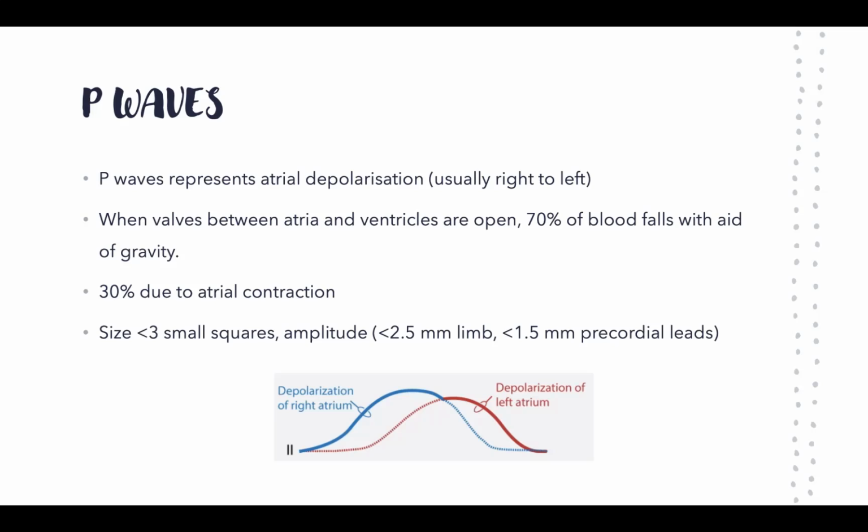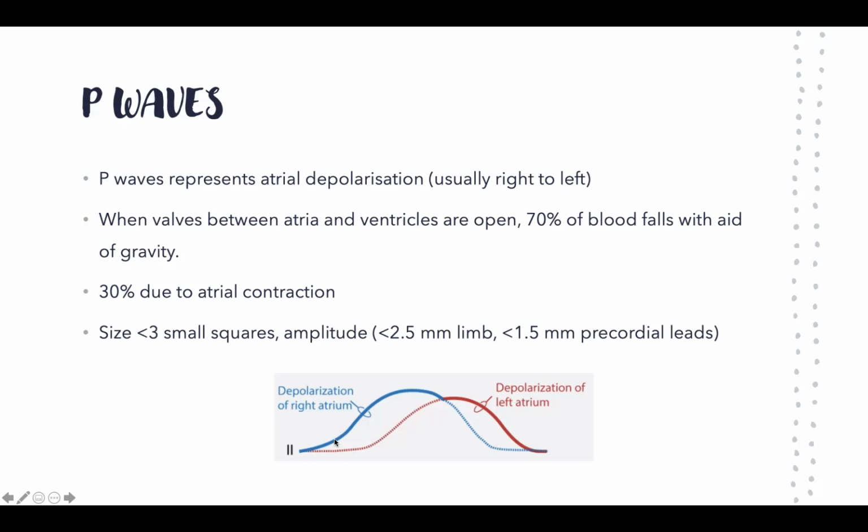So important sizes, the P wave should be less than 3 small squares. And its amplitude, how tall it is, should be less than 2.5 millimeters in the limb leads and less than 1.5 millimeters in the precordial leads. These measurements, you don't really need to memorize them, but kind of recognize when you see a P wave that does seem abnormally large, that you can identify it easily.